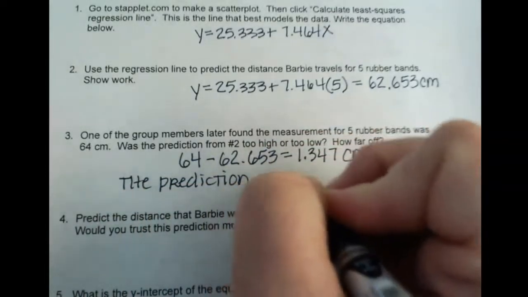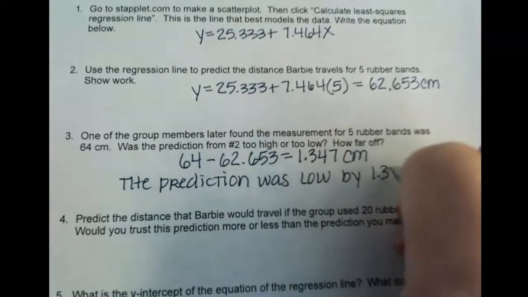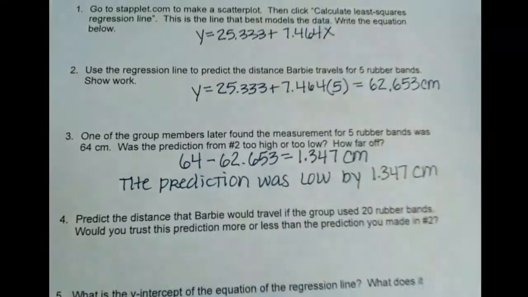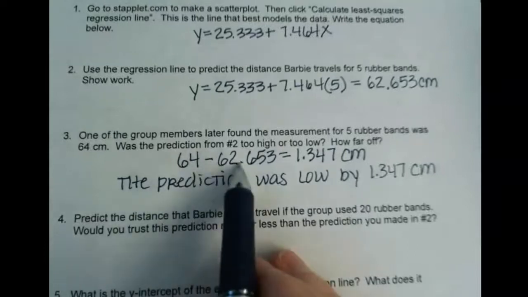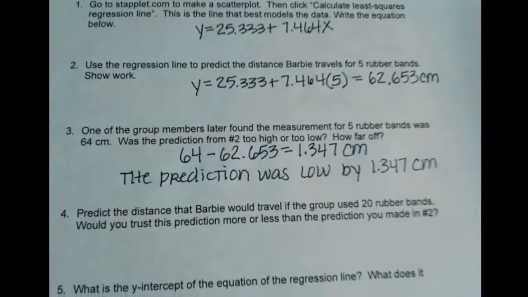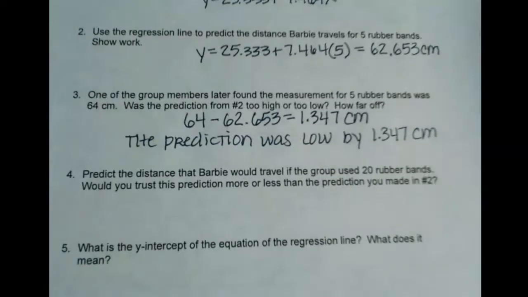It was low, I will say, by 1.347 centimeters. So the prediction was low by 1.347 centimeters. And we just got that number, remember, what actually happened minus what was predicted to happen. Okay? So now what I want you to do is pause the video, and for number 4, make the prediction for 20 rubber bands. And would you trust this prediction more or less than the prediction you made in number 2? Once you finish answering that, go ahead and come on back and we'll talk about it.